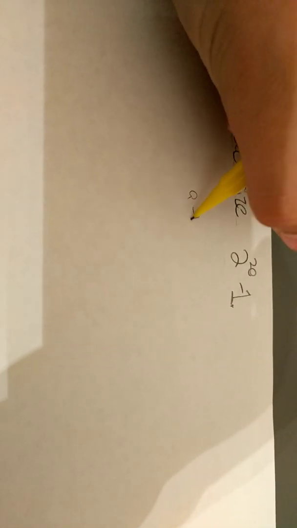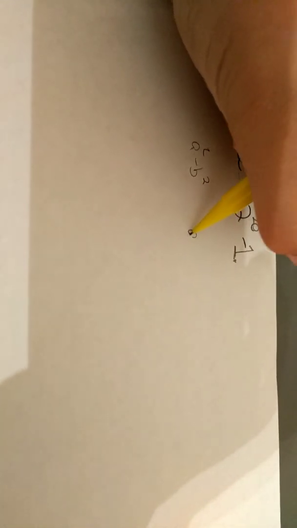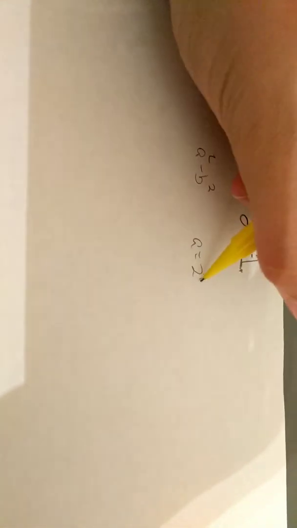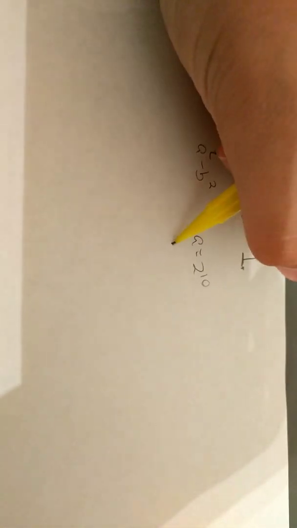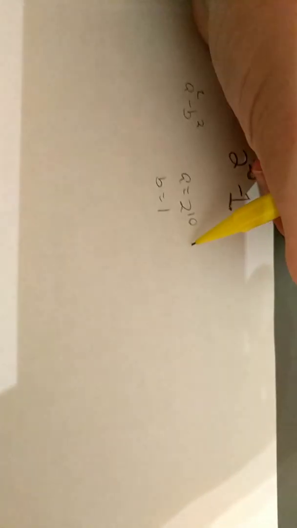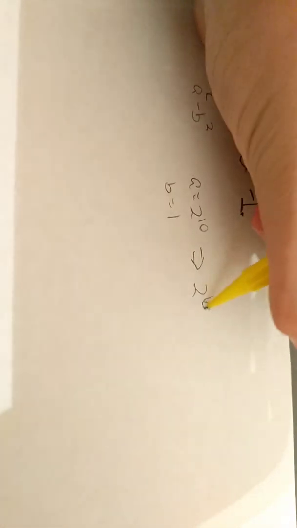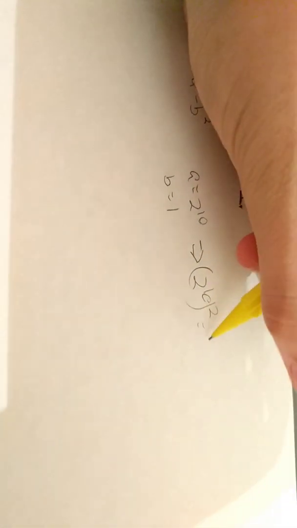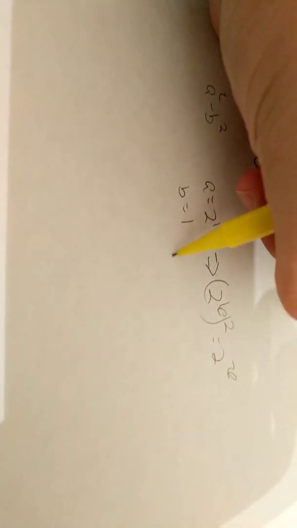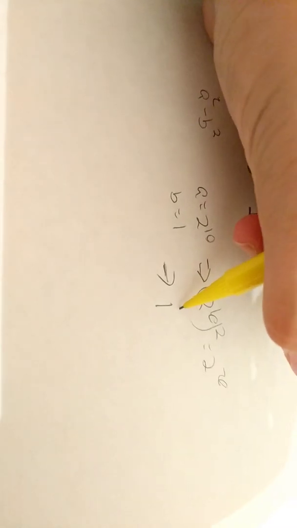So I'm going to notice that this can be written in the form a squared minus b squared if you have a equal 2 to the 10 and b equal 1, because that would mean that you have 2 to the 10 squared, which is equal to 2 to the 20, and then 1 squared is just 1.